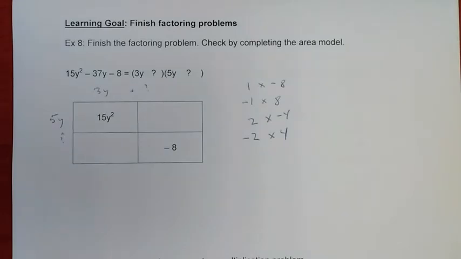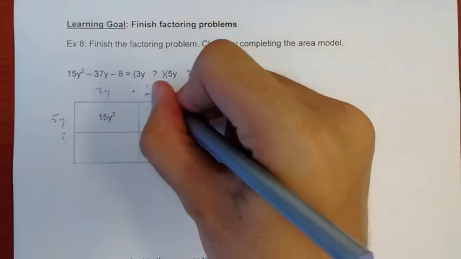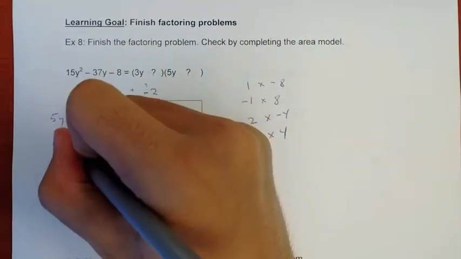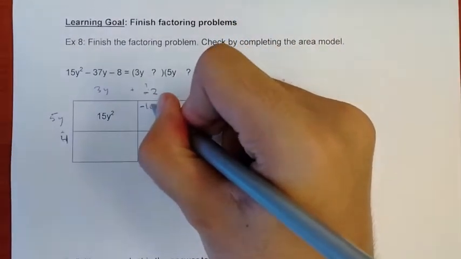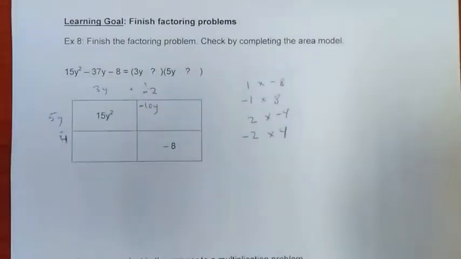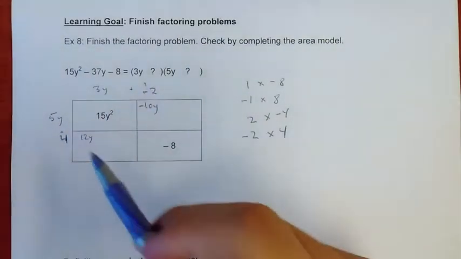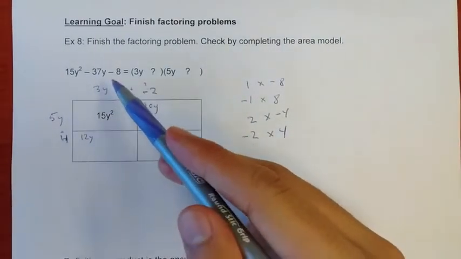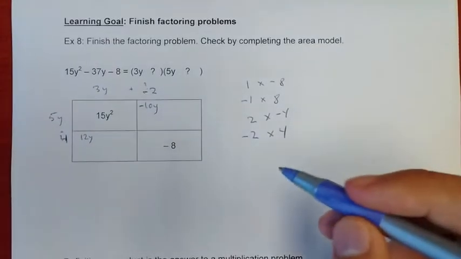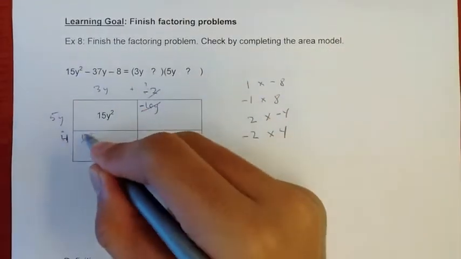So let's first try negative 2 times 4. So we can write negative 2 here and 4 here as our first guess. And 5y times negative 2 gives us negative 10y here, and 3y times 4 gives us 12y here. And then checking our work, 12y plus negative 10y is 2y, and that's not 37y. So we know that negative 2 and 4 is incorrect, so we can just cross them off.